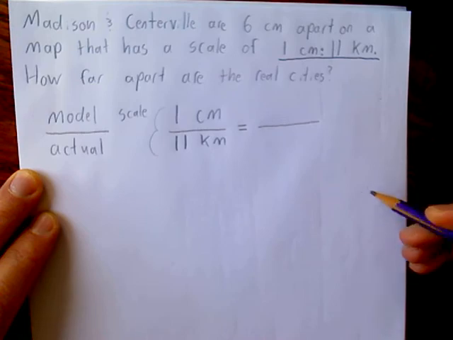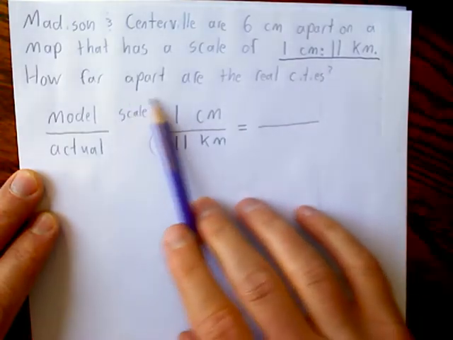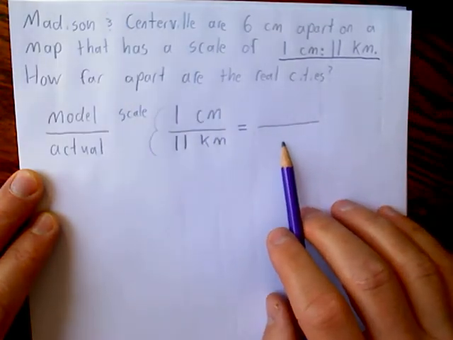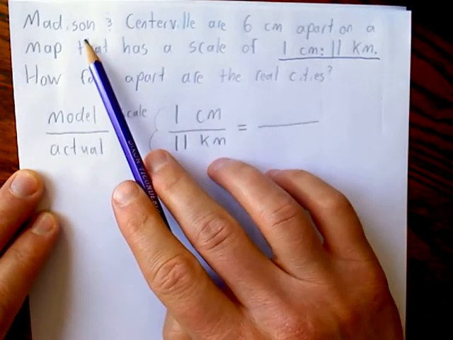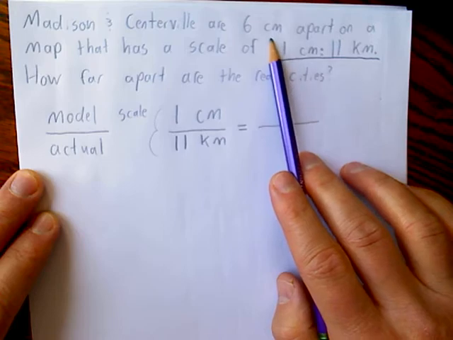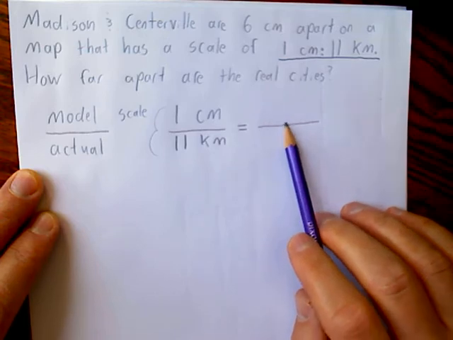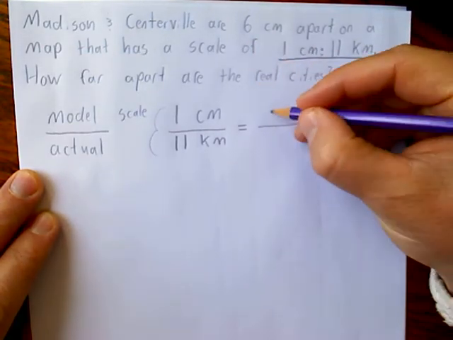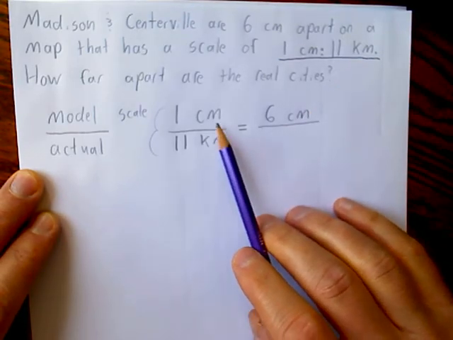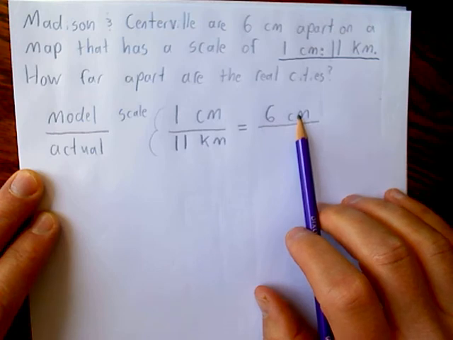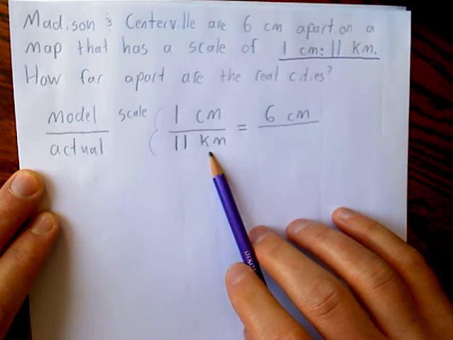So now I'm getting to the problem and trying to figure it out. How far apart are the actual cities? So the actual cities, is that going to fall into my actual or my model? We got to figure that out. Well, let's look at this up here. Madison and Centerville are 6 centimeters apart on a map. So that right there is my model. So that's where I'm going to fill in my centimeters, my 6 centimeters. And again, this is why it's so important that we're including units and we're making sure they lined up. I wouldn't put 6 centimeters down here because that doesn't line up with my kilometers over here.